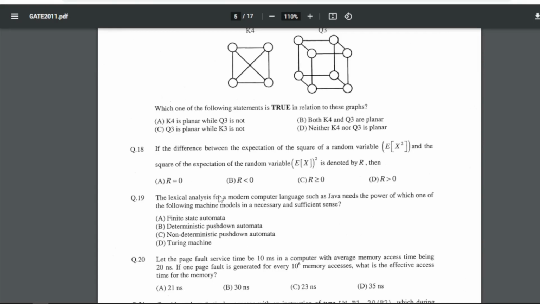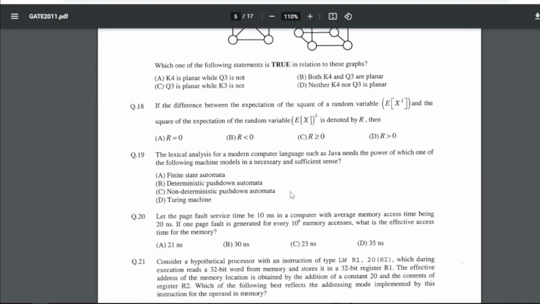18 is, if the difference between the expectation of the square of a random variable, E[X^2], and the square of the expectation of the random variable, (E[X])^2, is denoted by R, then in that case for 18 our answer will be C, that is R is greater than or equal to 0.